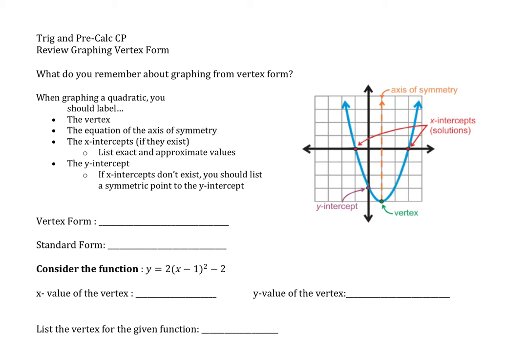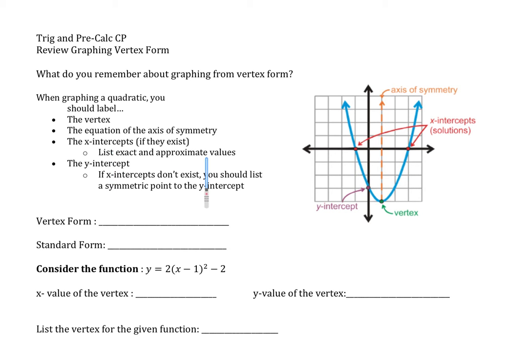So first thing we're going to start off with is graphing and solving word problems from vertex form. So here are the things that we're going to label. We're going to label the vertex, the axis of symmetry, which is right here. This is the vertex. You can see along that axis of symmetry we have a mirror image on both sides. The x-intercepts, if they exist. So those are my x-intercepts.